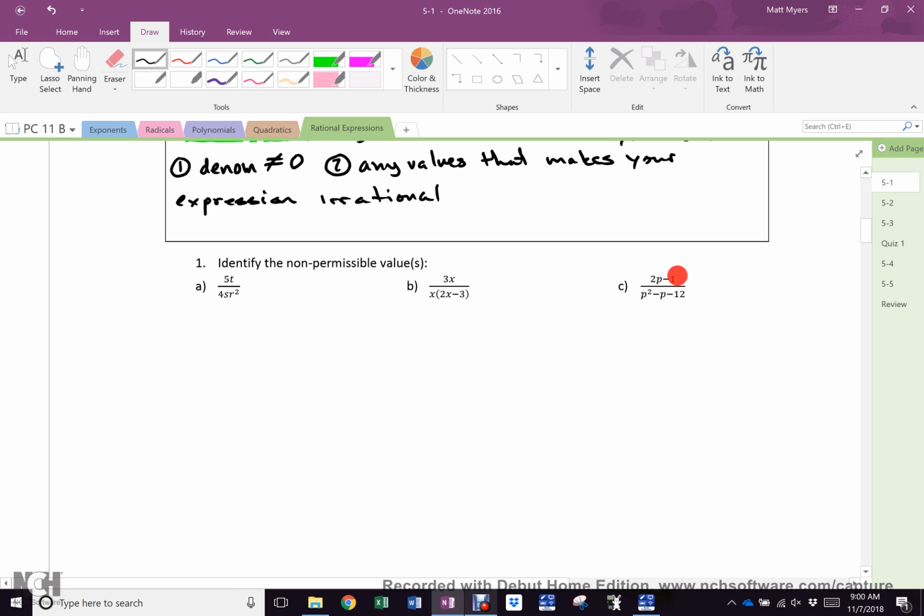What are my non-permissible values here? Where do I look to check my non-permissible values? There's no variable exponents. There's no radical variables. So I don't need to worry about those two. I only need to check where. Where is there a possibility in this expression to make it irrational? The denominator. And in this case, what about that denominator would make it irrational?